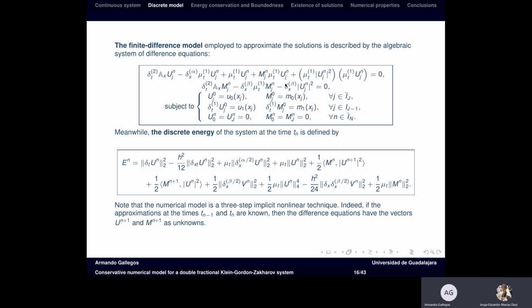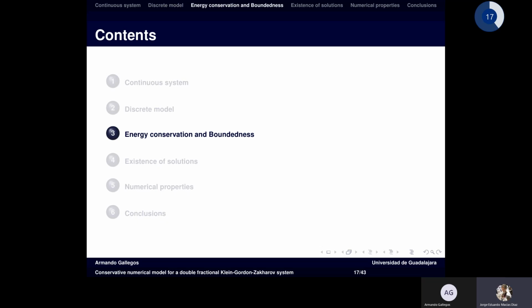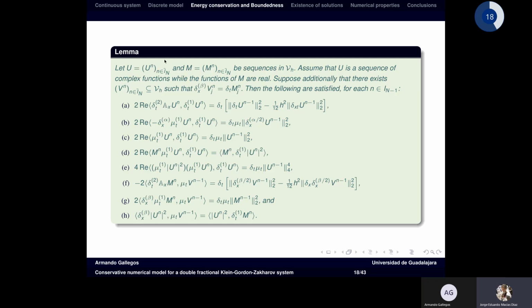The finite difference model that we're going to use in order to approximate the double fractional system is this model that we have here. Notice that these are the forms in which we approximate the fractional derivatives, and we are going to impose initial and boundary data also. There is an energy expression associated, which is this quantity here. And what we're going to show is that this quantity is conserved and the solutions are bounded exactly as in the continuous case scenario.